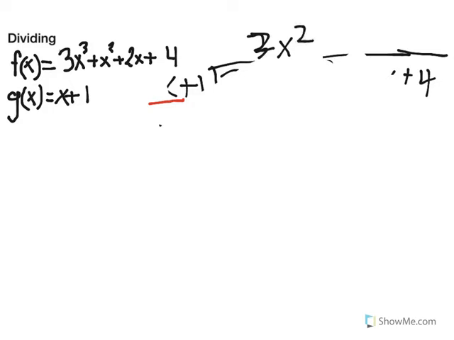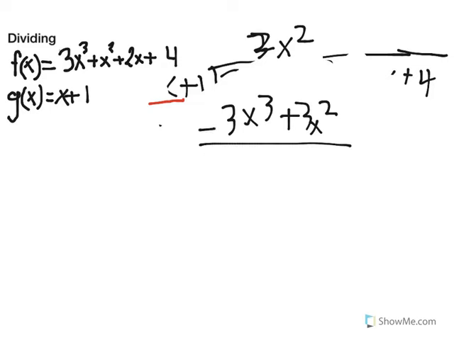And then what you want to do is multiply 3x squared by x plus 1. So you end up with 3x cubed plus 3x squared. So then you're going to want to subtract. And if you did it right, the 3x cubed should cancel out. And so then you end up with negative 2x squared. And then you want to bring down your next term. So your new equation is negative 2x squared plus 2x.